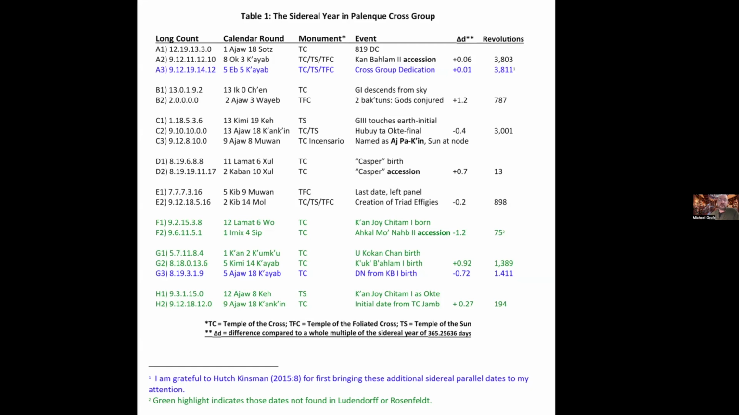So having looked at a number of sidereal parallel dates in the Palenque inscriptions, I was planning to write my dissertation about that, but I felt like it wasn't strong enough. I needed to find more evidence. I wish I had found Ludendorff at that point back in 2007 when I wrote my dissertation.